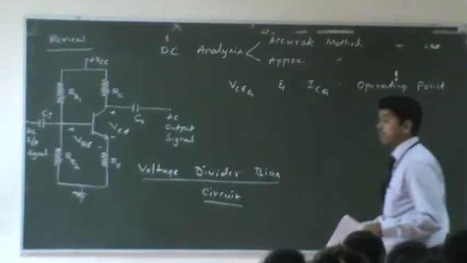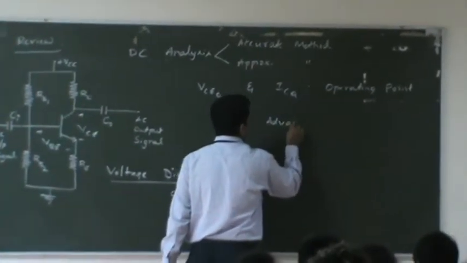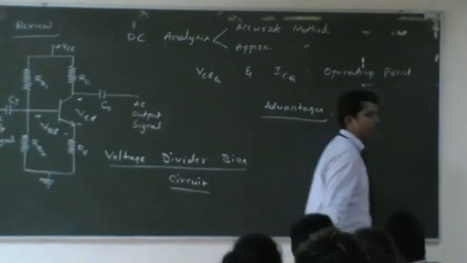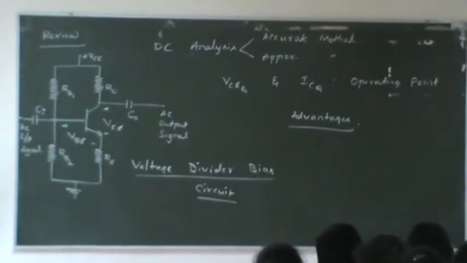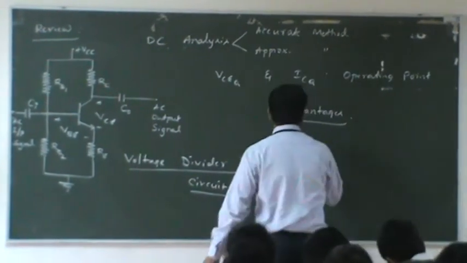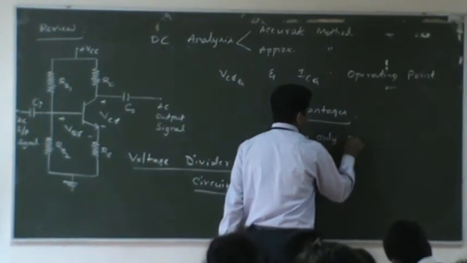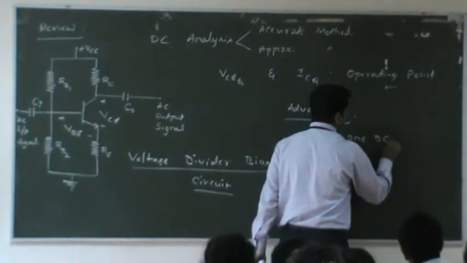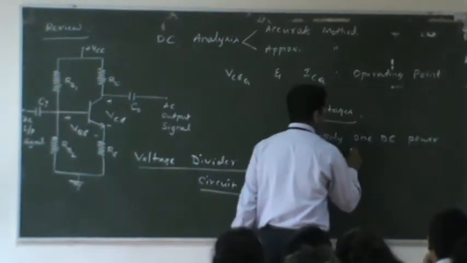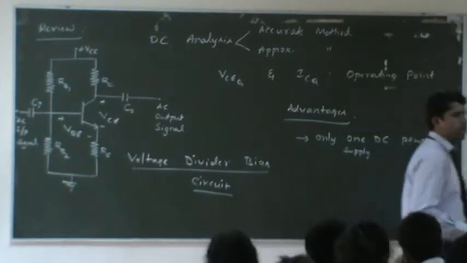So today's class will give you some of the advantages of this bias circuit. Few advantages. The main advantage of this voltage divider bias circuit is that it uses only one power supply, particularly a DC power supply. That is the first advantage.